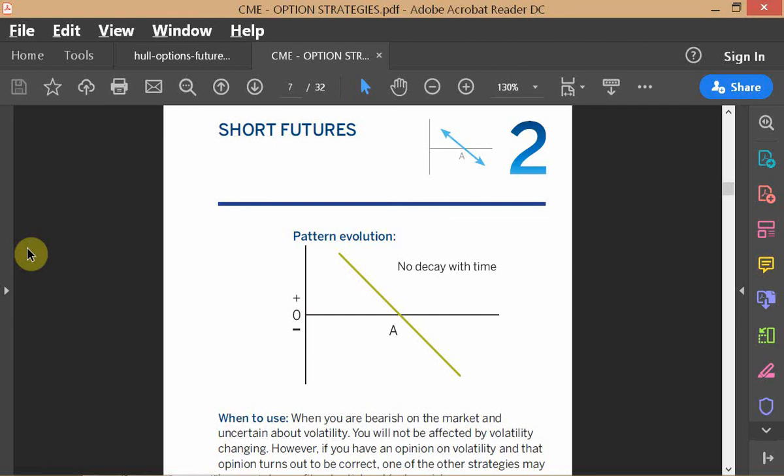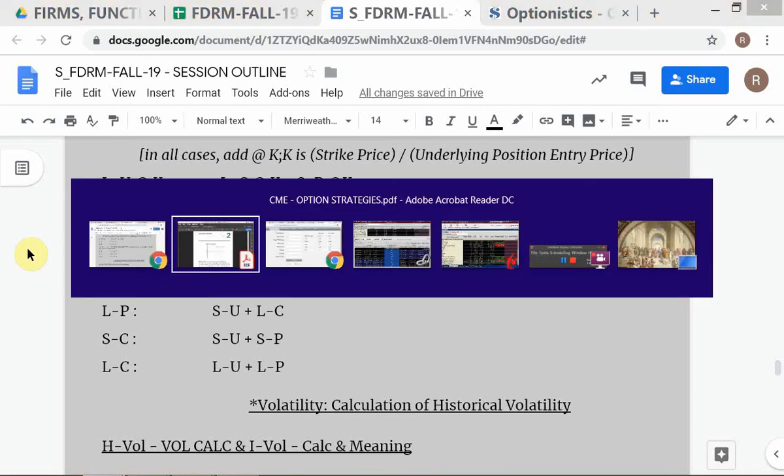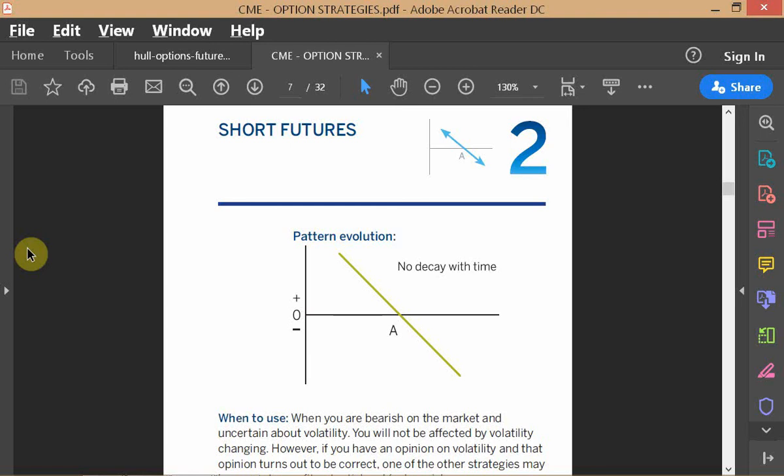We went through long underlying. We are going through one by one. What is in your notes? We have to look at six positions, and we have to look at the synthetic equivalence of each of those six positions. We have done only the first position, long underlying. We found that the synthetic equivalent is long call plus short put. Now, short underlying. I've actually already given you the answer. Okay, let's see whether it makes sense. Long put, the answer is already in your notes.